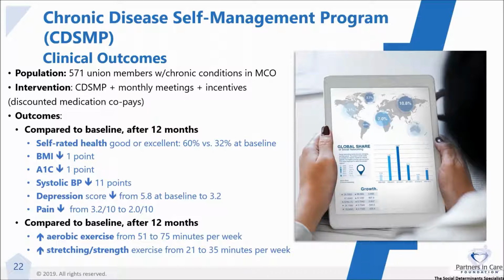Their body mass went down 1 point, and their A1C went down 1 point. Their blood pressure went down 11 points. Depression scores decreased significantly, and reported pain decreased significantly. And at the same time, the amount of exercise per week went up, and their strength exercises and stretching also went up. Since then, this union has actually taken the program and spread it to all of their organization across the United States.